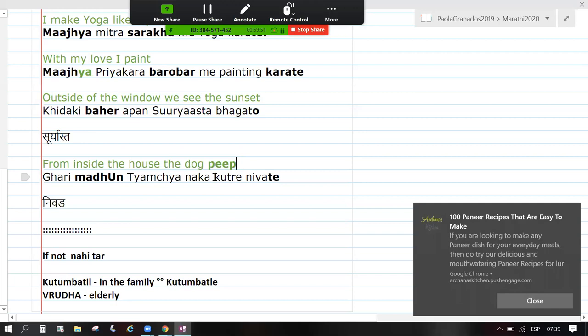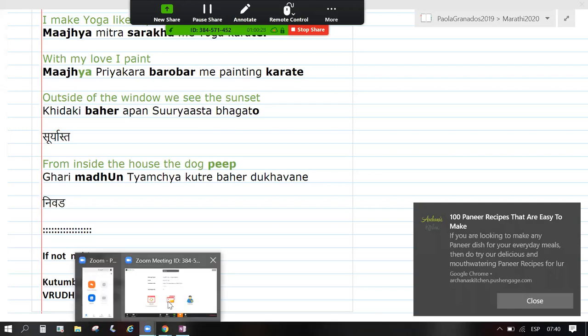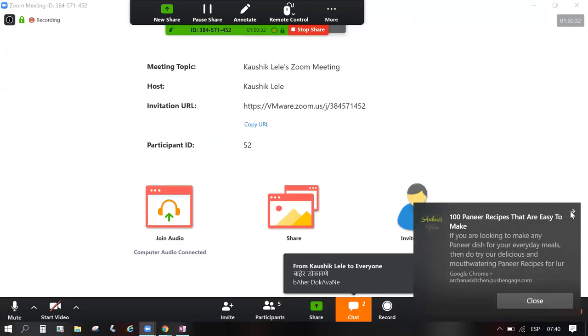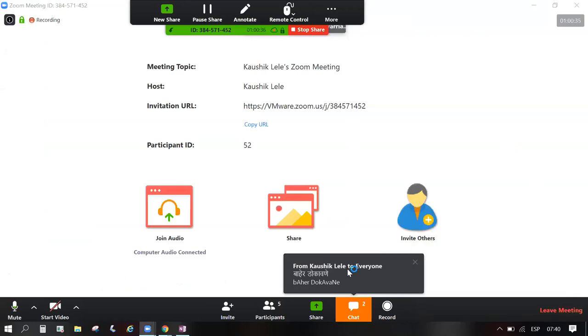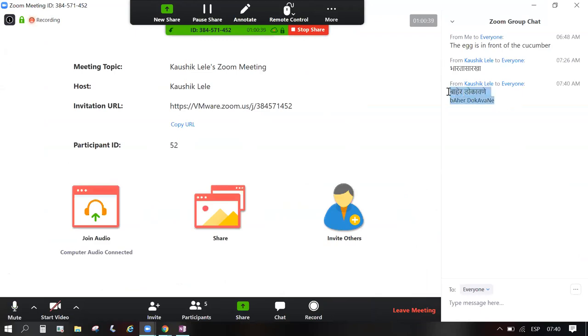Okay. Then how do you say peeking? Peeking or the peep. So to peep in Marathi is bahir dokavane. It's like just peep outside. Put your head outside and just see what is there outside. Bahir dokavane. I'll ping in the chat. Dokavane. That's the verb.